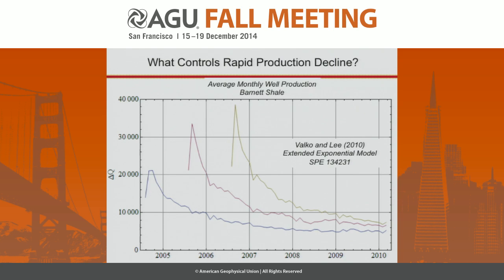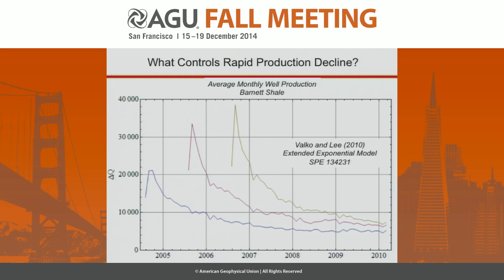Here's somewhat dated data, but it's absolutely characteristic of all the data that's come since then. It's from Peter Valko and John Lee, two petroleum engineering professors, I think now retired from Texas A&M. They were looking at the Barnett Shale. They took monthly averages of all the wells drilled in July 2004, 2005, and 2006, and show the monthly average production as a function of time.